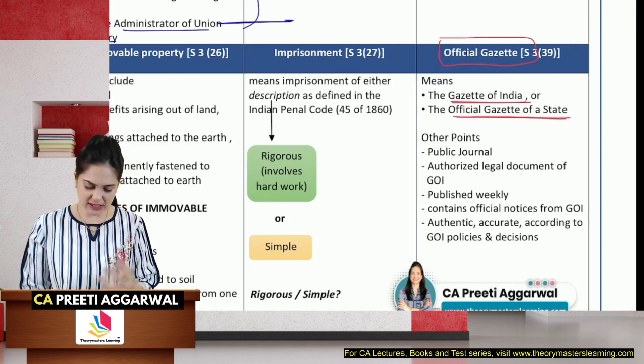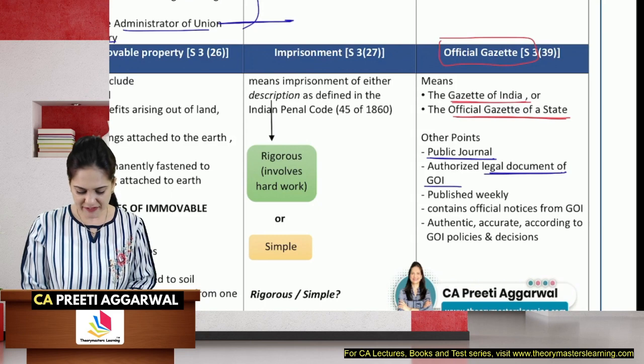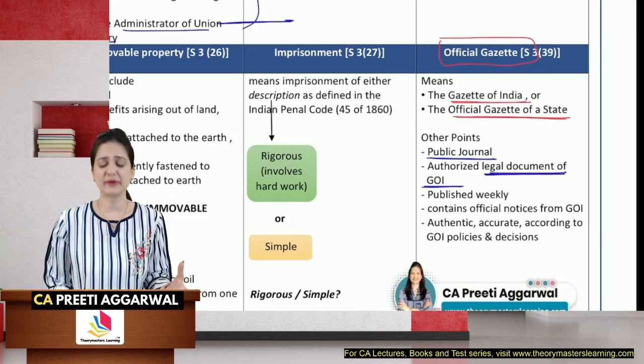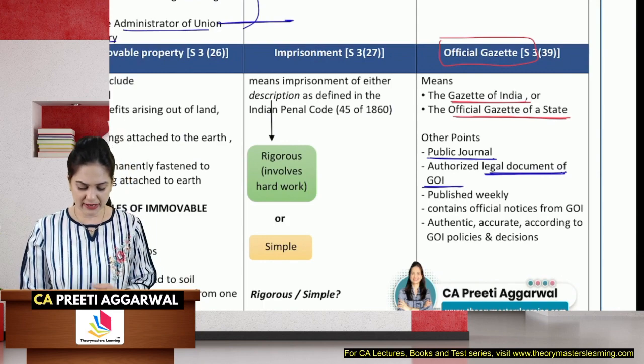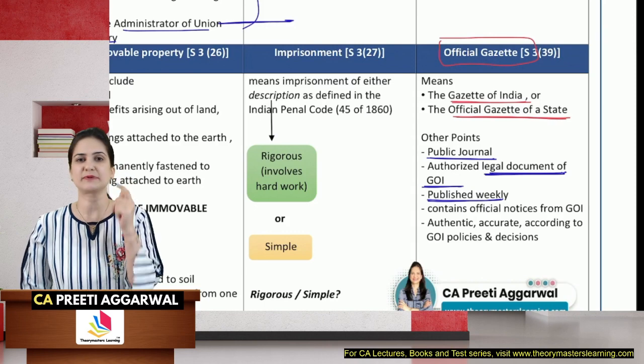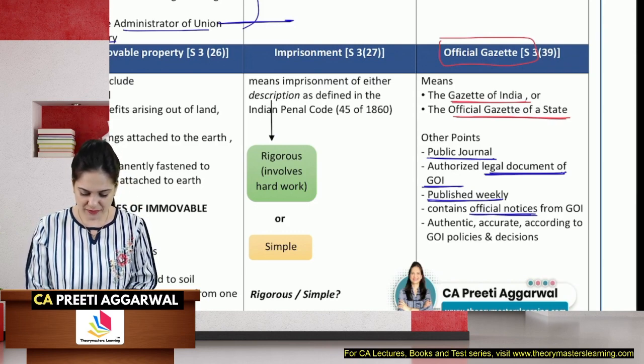As I already discussed with you, it is a public journal. It is a legal document by the government of India. You can visit the website of the Gazette of India. You will find everything in the soft copy. So it is a legal document. It is published weekly. It was earlier printed on a weekly basis by the Press of India. It contains official notices, public announcements from the government of India.